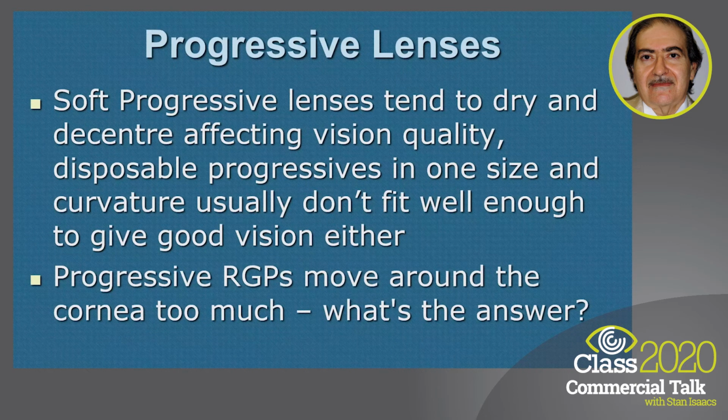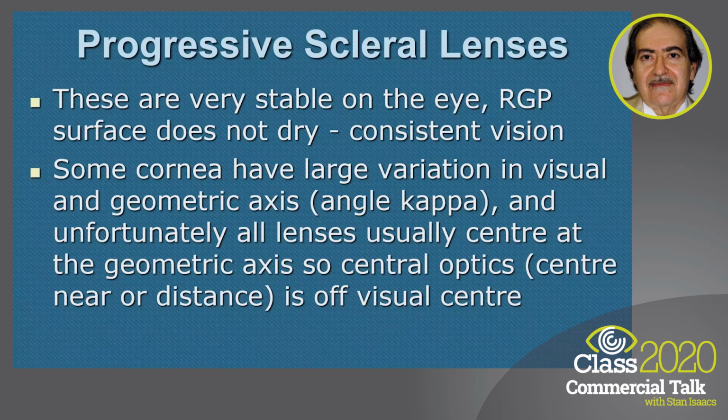So what's the answer? So we try to do progressive RGPs, but a normal RGP moves too much and you can't really fit them. So you need to fit a fairly large RGP, again similar to our Ortho-K patient, a 12.2, and you can then also decide on whether you actually need to decenter the OZ of these lenses in order for the patient to look through their visual axis and make sure through their visual axis they get the central optics, which could be either center near or center distance.